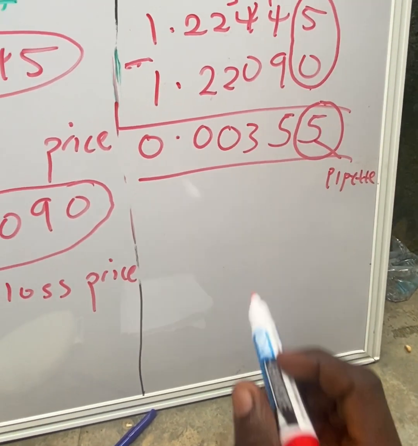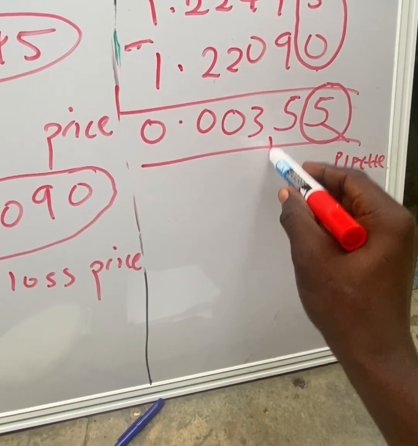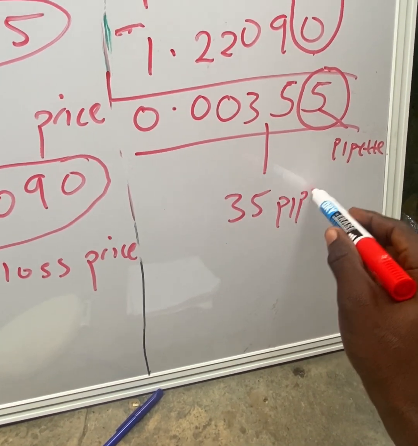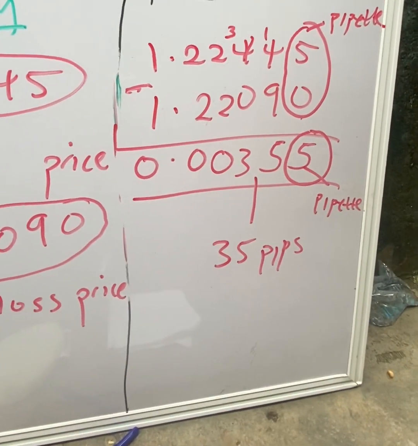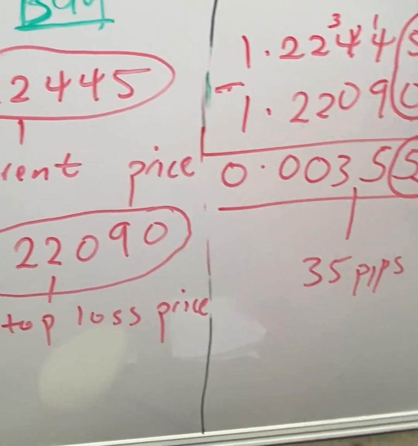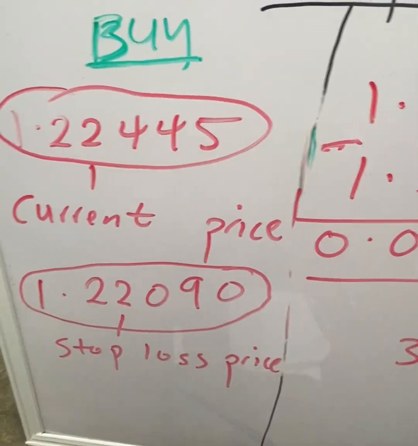It's pipette. So we only have 0.0035, which means our stop loss is 35 pips. Do you get that? Do you understand that? If you don't understand, let me take that again using another price.